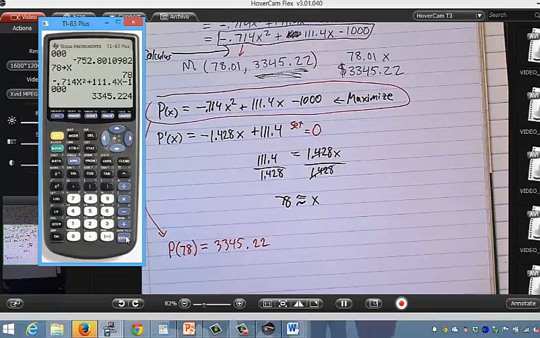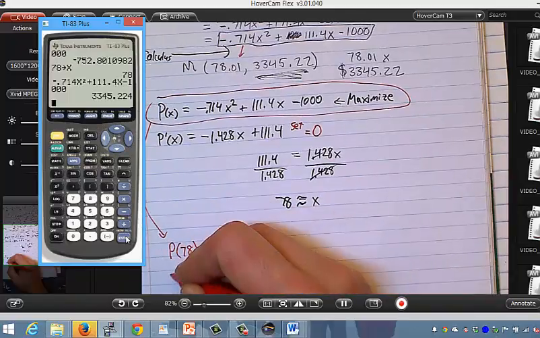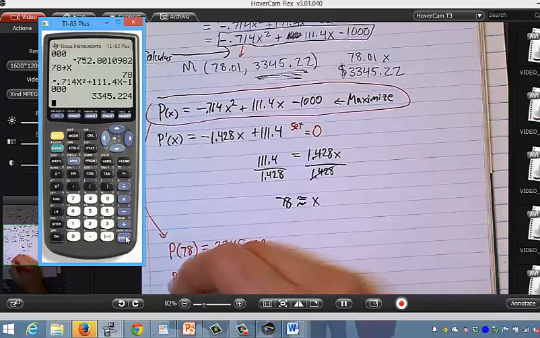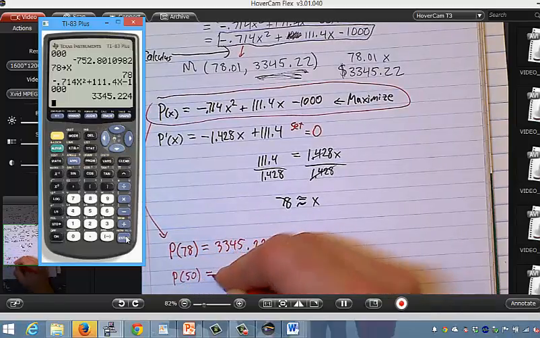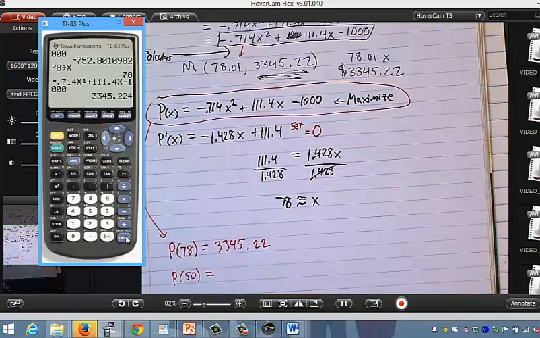What is the profit for the endpoints between 50 and 200, right? So I want to compute P of 50 and P of 200. The maximum and minimum values on a closed interval will occur either at the endpoints or at the critical value. So let me try this.